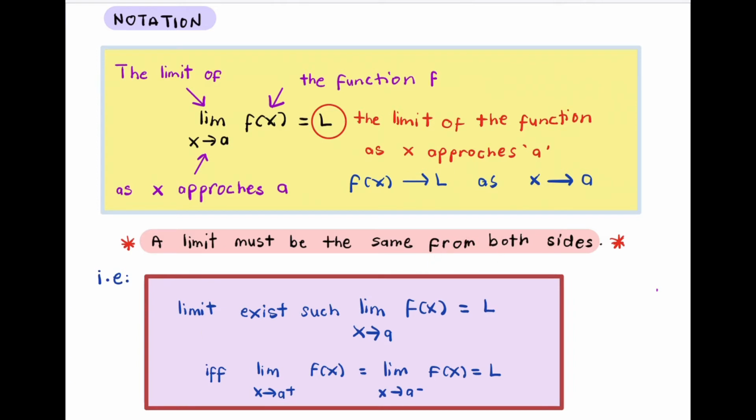So you can say that the limit exists, such that the limit of f(x) as x approaches a is equal to L, if and only if the limit of f(x) as x approaches a from the right, this is the notation, a plus sign, is equal to the limit of f(x) as x approaches a from the left, which is a negative sign, which is equal to L. So if and only if this is equal to L, therefore we would find our limit as x approaches a.